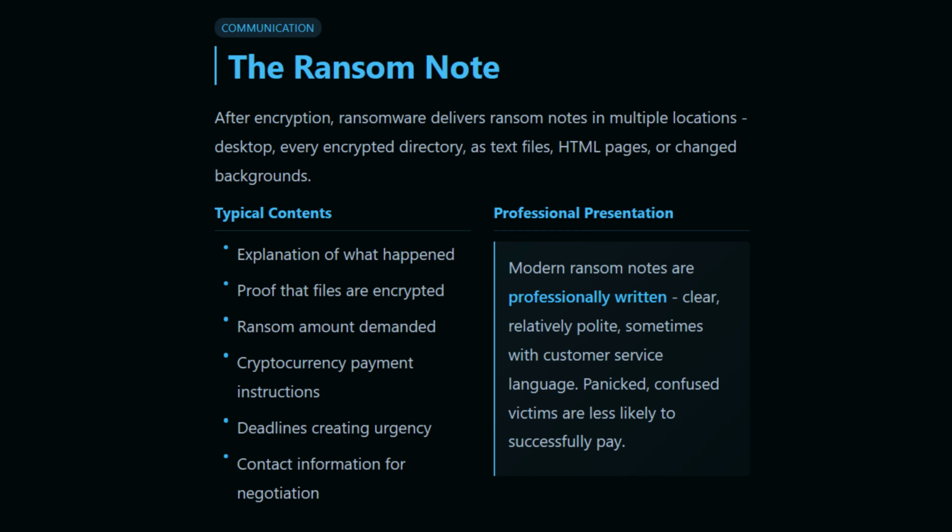After encryption, ransomware delivers ransom notes containing instructions for victims. Notes are placed in multiple locations: on the desktop, and in every encrypted directory as text files, HTML pages, or changed desktop backgrounds. The redundancy ensures victims see the note regardless of what systems they can access. Ransom notes typically include an explanation of what happened, proof that files are encrypted, the ransom amount demanded, payment instructions including cryptocurrency addresses, deadlines creating urgency, and contact information for negotiation.